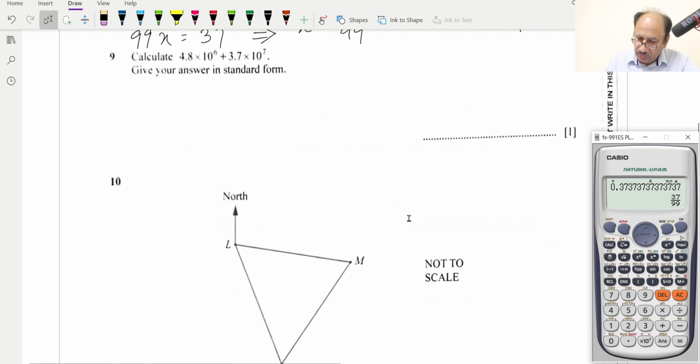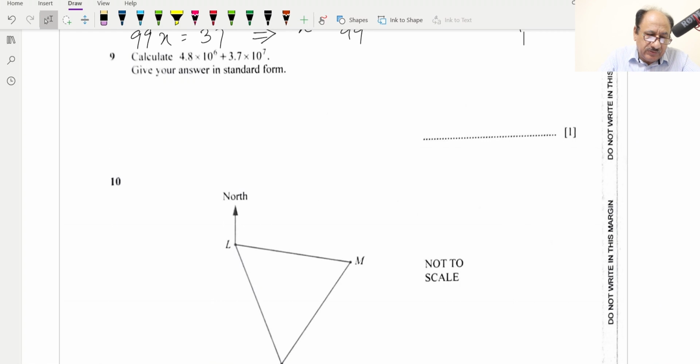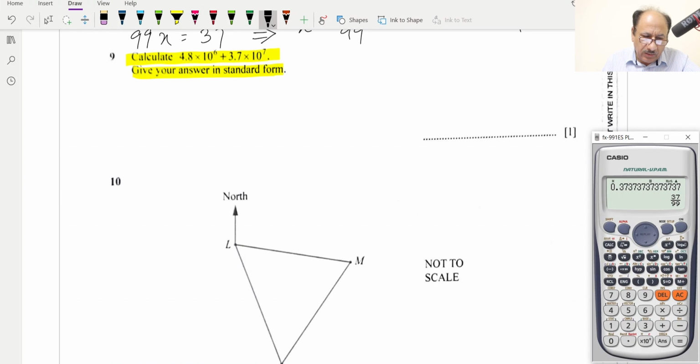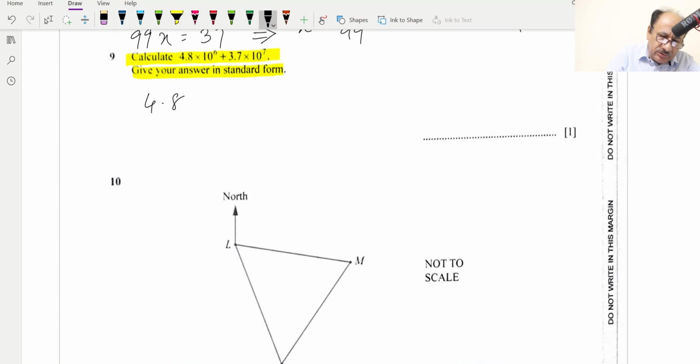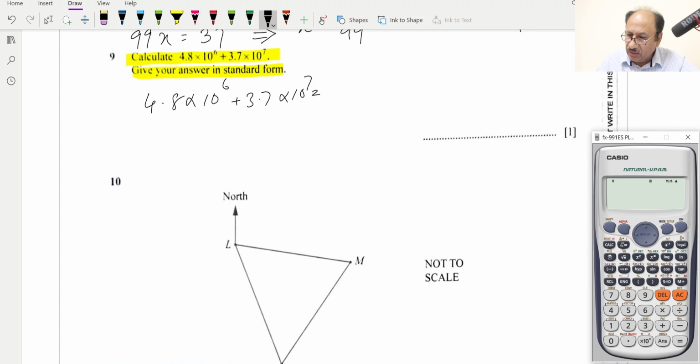And question number 9. Question number 9 is saying 4.8. We have to basically calculate this one. Give your answer in standard form. So we can use the calculator directly for this one. We will write first 4.8 into 10 raised to power 6 plus 3.7 into 10 raised to power 7, but we have to provide the answer in standard form.